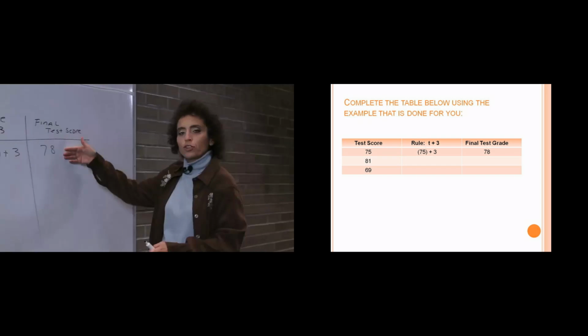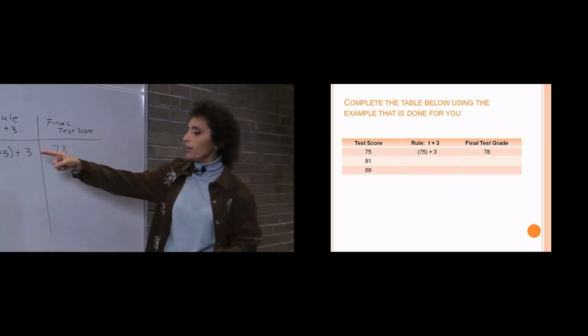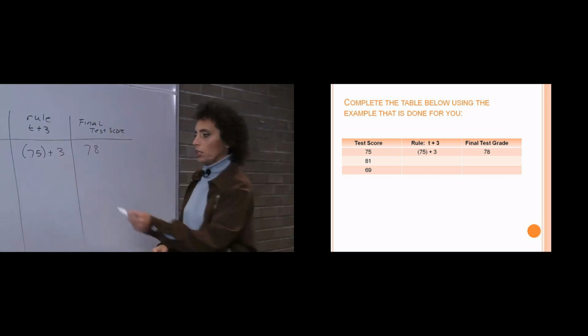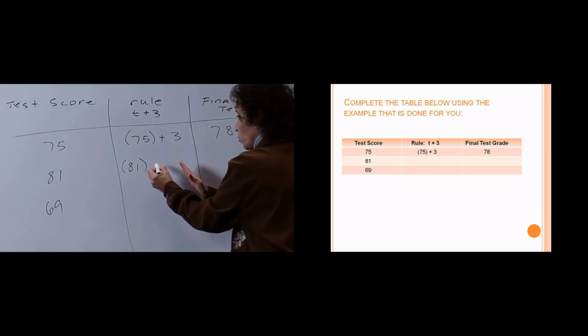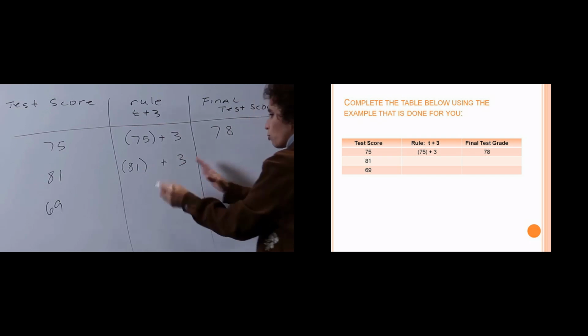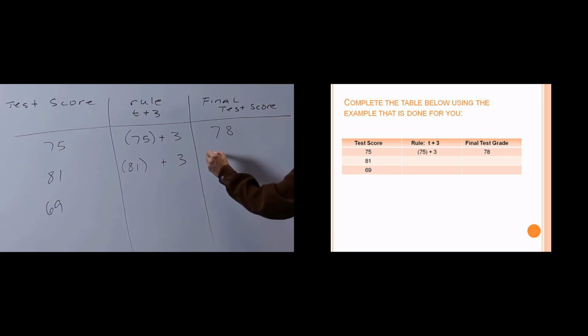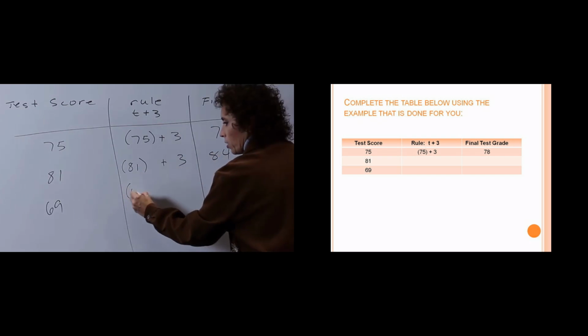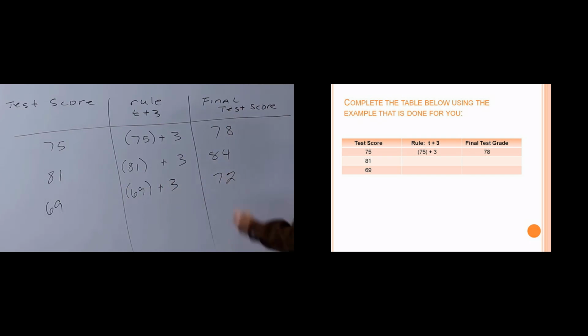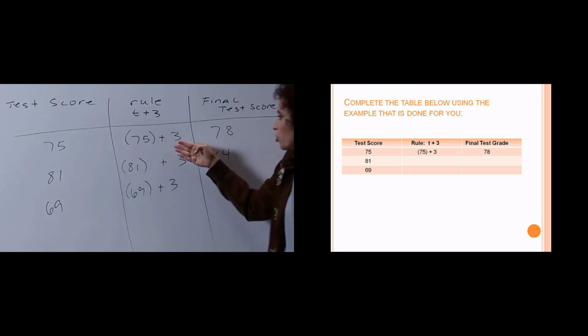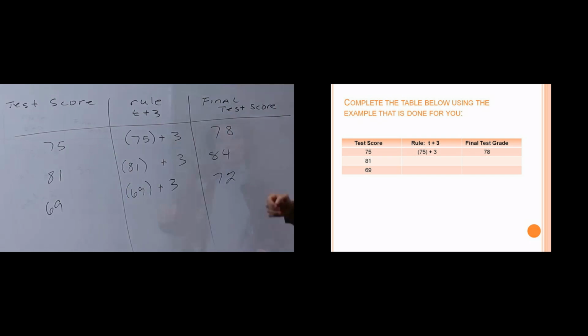Okay, so notice that the first one was done for you. Again, we use parentheses where we're going to substitute. So now let's do the rest. Please don't forget this. You'll get the right answer even if you don't have the parentheses in here, but get really used to doing that. So 81 plus 3 is 84. And then we take 69 plus 3, and we get 72. So these are your test scores if you got these grades and you were not absent, because you get to use this rule. And remember, the rule is just an expression.